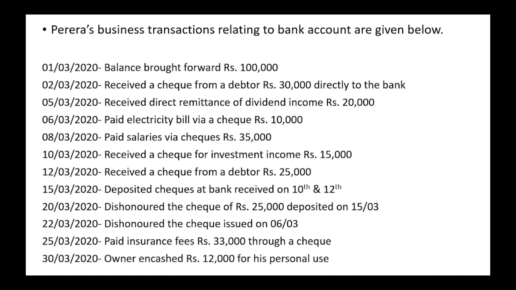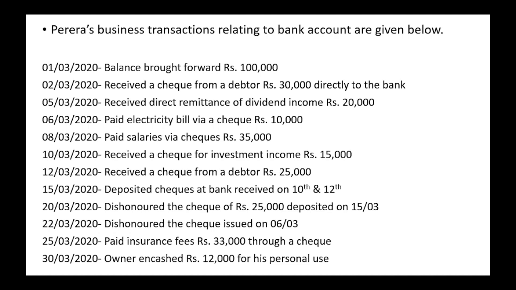Now we will move on to an example for preparing a bank account. These are the transactions you have been given. Balance brought forward means that there is a balance from the previous month, and next one is received a check from a debtor 30,000 directly to the bank. It is a direct remittance. Received direct remittances of dividend income, that is also a direct remittance.